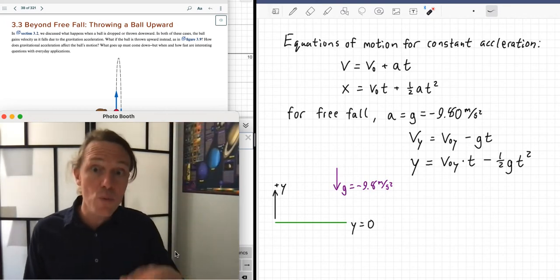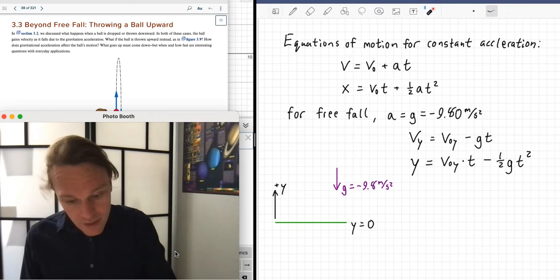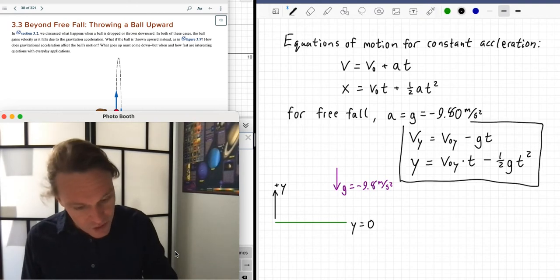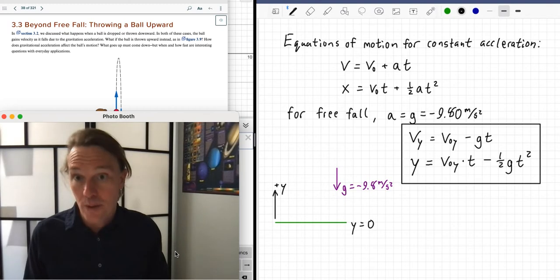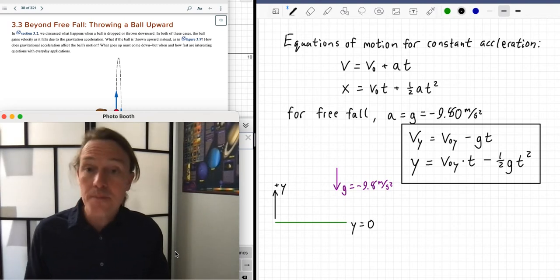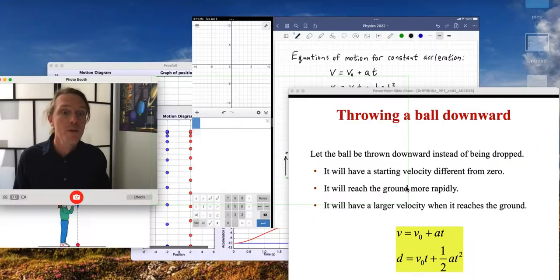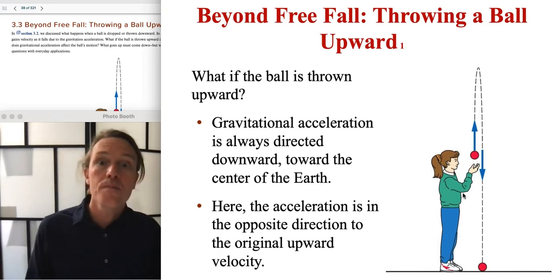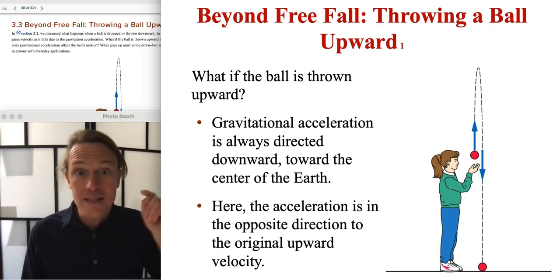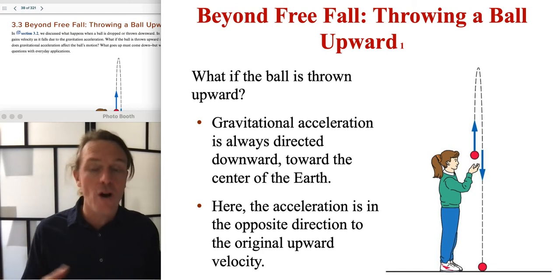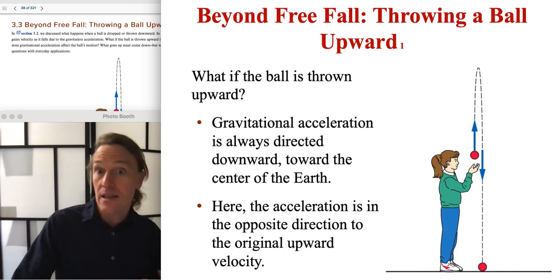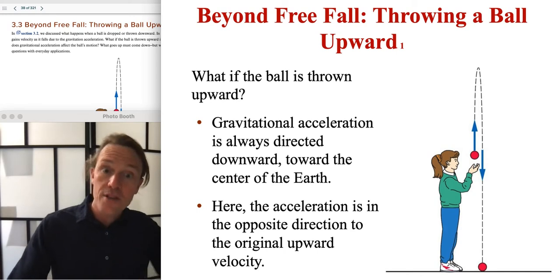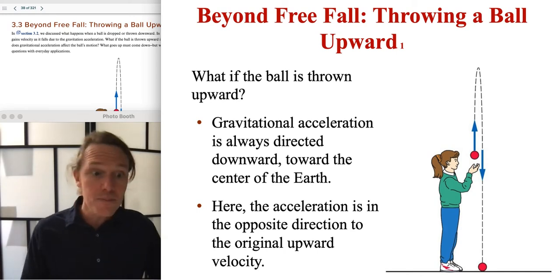And all of that can be worked out using none other than the two equations. They completely describe that system. They can tell you things like how high that maximum point is, how much time it takes to get there, and so on. So, if the ball is thrown upwards, gravitational acceleration is still directed always downward. That hasn't changed, so it's still free fall. It just starts moving up, but of course slowing down. Here the acceleration is in the opposite direction of the original upward velocity, hence the slowing down.